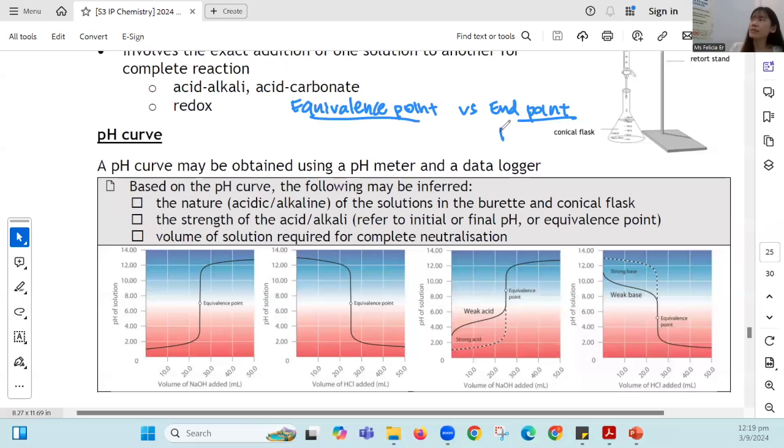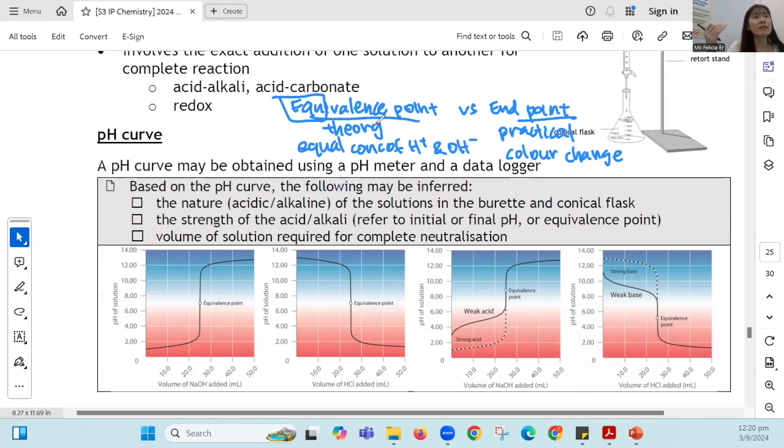Correct. Yep. So end point is for practical. When you do practical and you have a color change, isn't that the end point? So end point refers to the color change, where you use this word during practical. Equivalence point is used during theory, because equivalence point comes from the word equal, meaning equal in terms of concentration. So equal concentration of your H plus and your OH minus. And only in theory we can calculate the number of moles, or concentration like mole per dm cube. All these mole calculations are in theory, so that's why it should be a word used in theory. So both refer to the end of the experiment, just that one is for theory, one for practical.